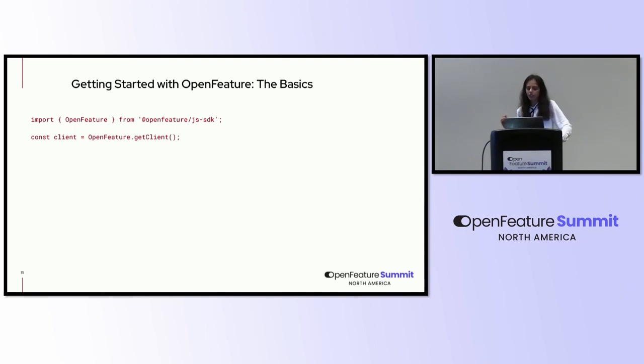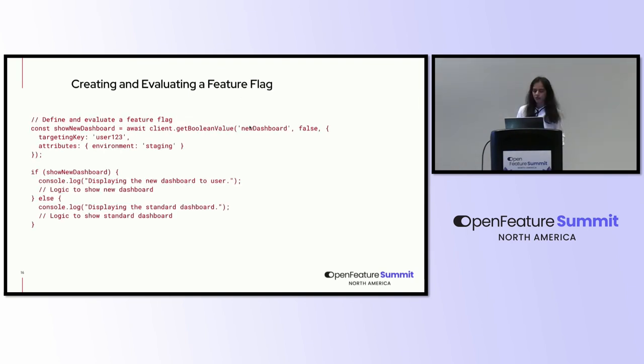OpenFeature is language agnostic and supports multiple languages, including JavaScript, Java, and Python, making it accessible for various tech stacks. By using this standardized API, QA teams can develop and integrate feature flags into their applications. This is a simple JavaScript example, which will help you set up the basic requirement. Then next, we can go with creating and evaluating the feature flag.